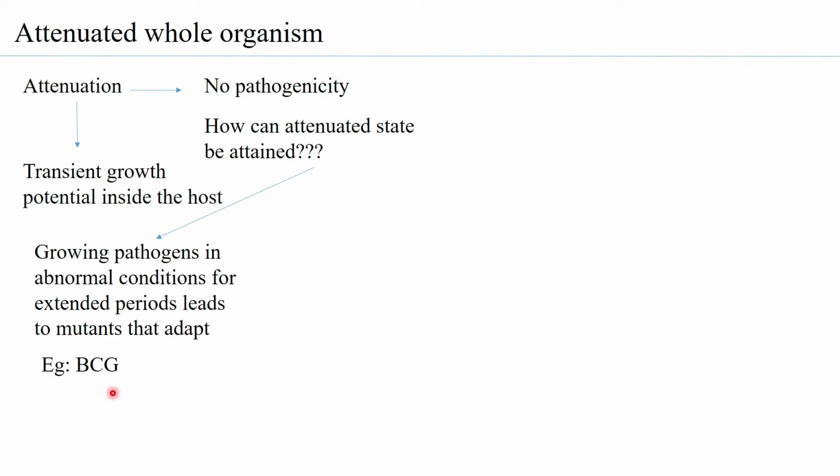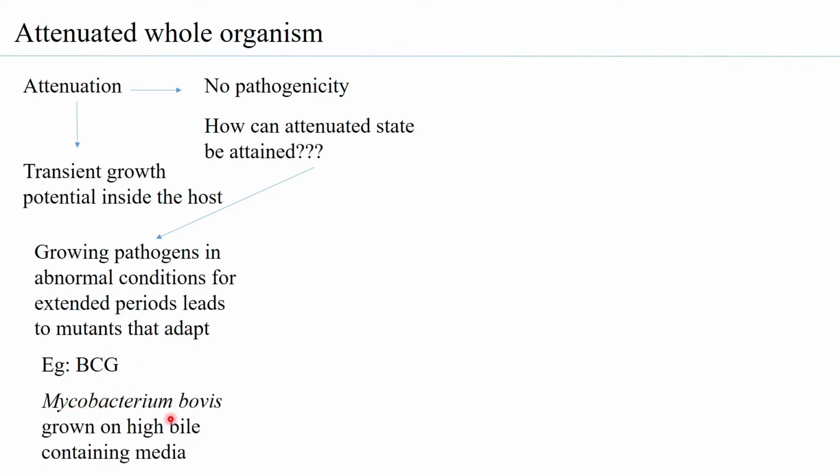An example of this is BCG. This stands for Bacillus Calmette-Guerin. Bacillus Calmette-Guerin is the vaccine that is used for tuberculosis, and this has been developed by growing Mycobacterium bovis in high bile containing media. Bile is not a favorable component for the growth of the mycobacterium, but when you introduce a high bile content in the media, you are basically subjecting the Mycobacterium bovis to stress or to an abnormal condition. What was observed is it took about 13 years of culturing the Mycobacterium bovis in bile containing media to actually make it attenuated. And only after 13 years, once they were assured that it is attenuated enough, were they able to use this as a vaccine.